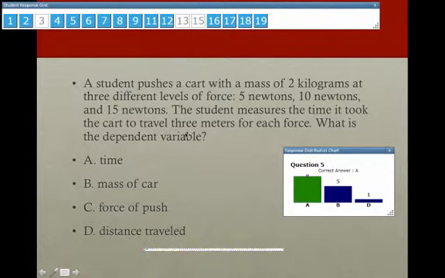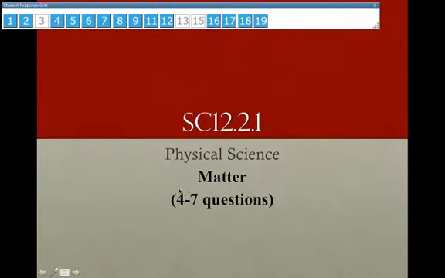So he's not changing the 3 meters. He's measuring the time. The time is what's changing. Is that the last question? Yes.